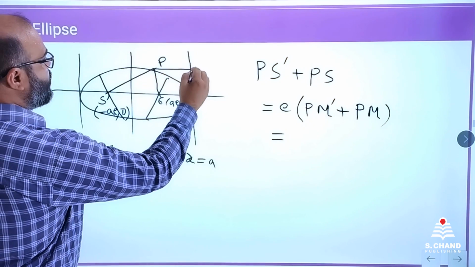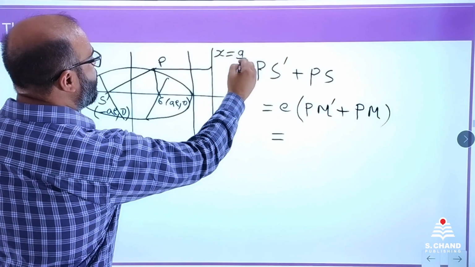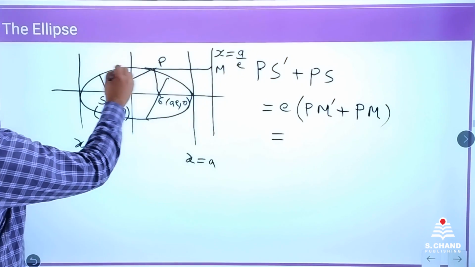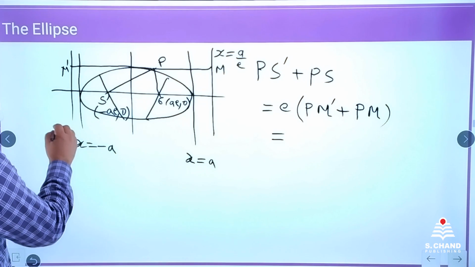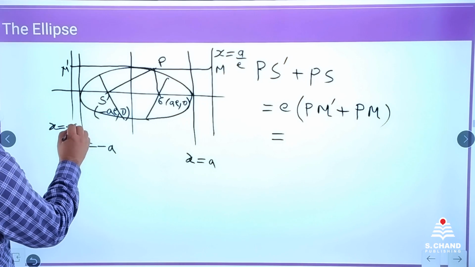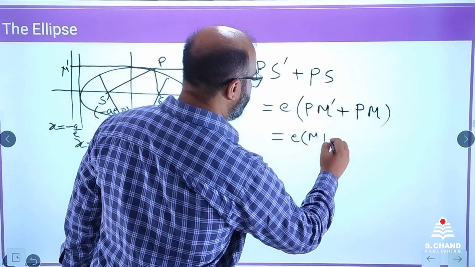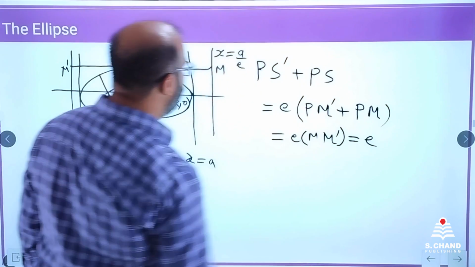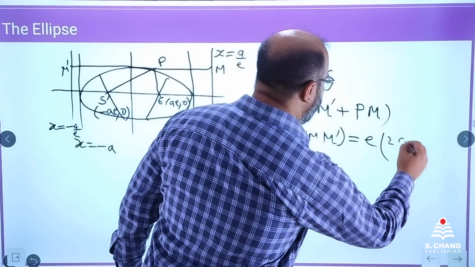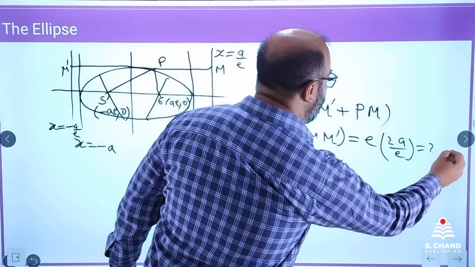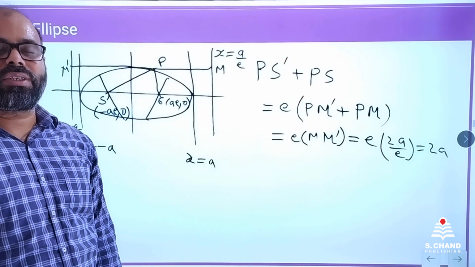As we know, PM dash is the distance from the directrix. So this is PM, and PM dash will be from this directrix. So this is x is equal to minus A by E. Now if we add them, we will get MM dash, which will be equal to, as this is A by E, this is minus A by E, so 2A by E, which is equal to 2A, which is a constant. So this is another definition of an ellipse which does not include eccentricity in its definition.